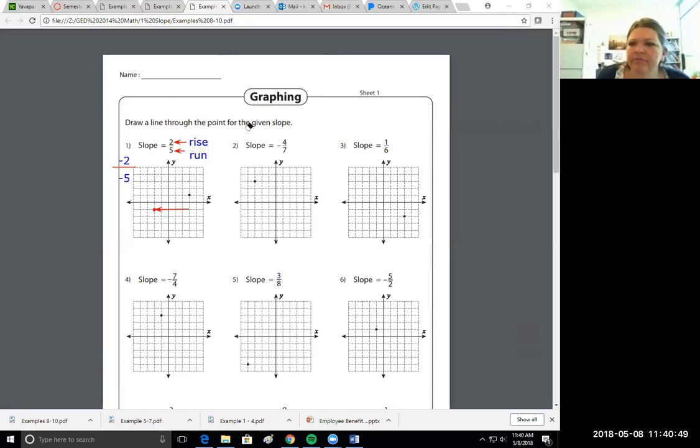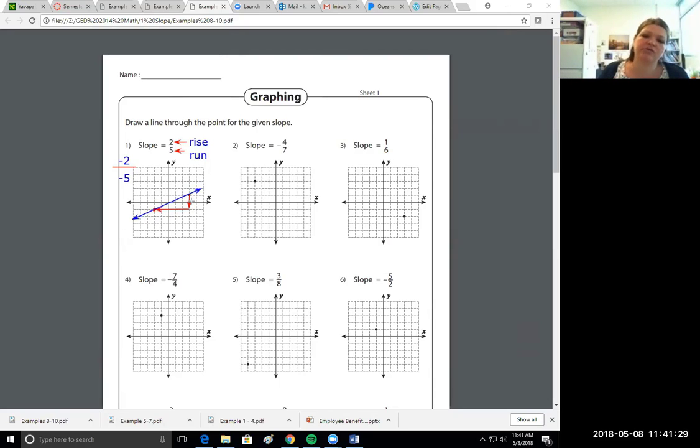I'll erase this one, but I'll keep this little guy so you can see that. Okay, so instead of going up 2 and over 5, since I didn't have enough room, I went down 2 and over 5. And let's bust out a line, and let's do it in blue so you can see the line. They're supposed to have 2 arrowheads, so I just want to make sure that I do that for you. Okay, so there's our line that goes through those 2 points.